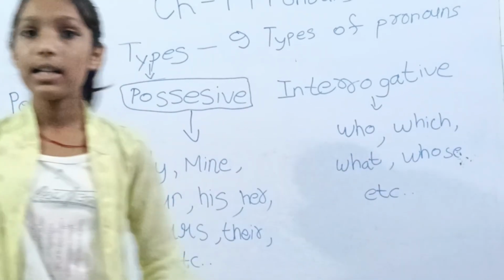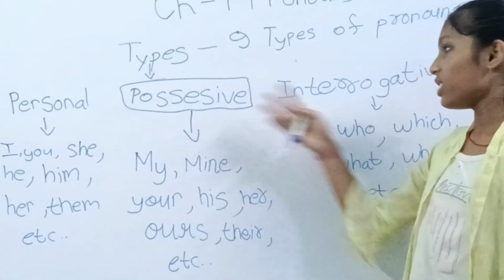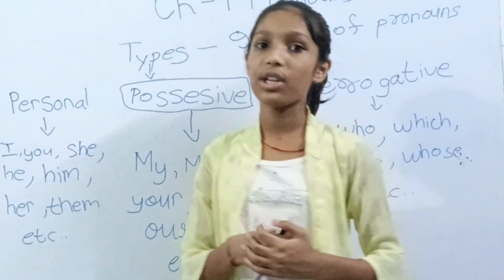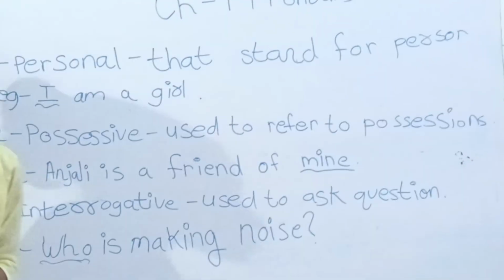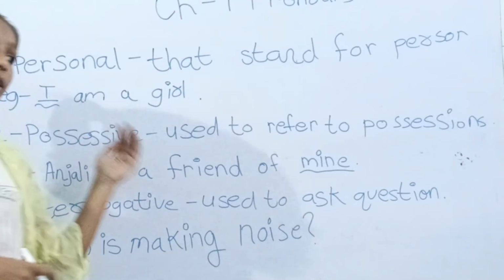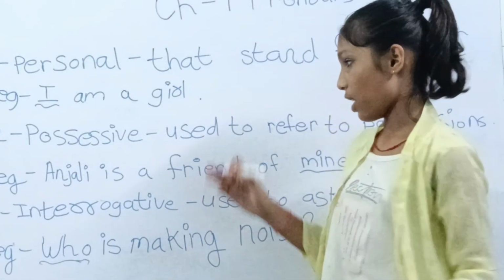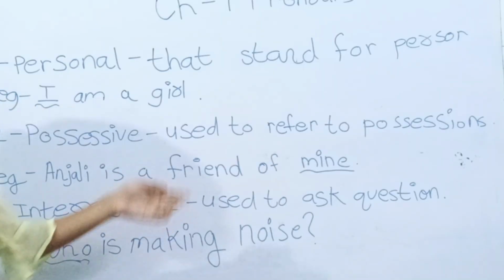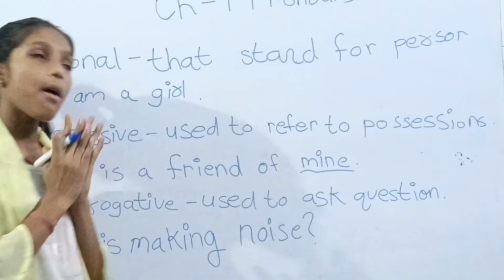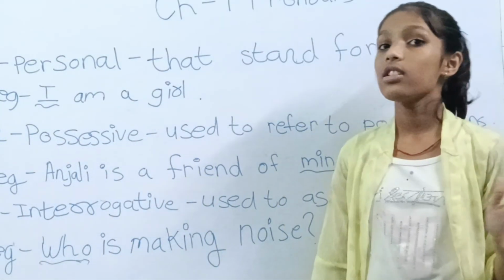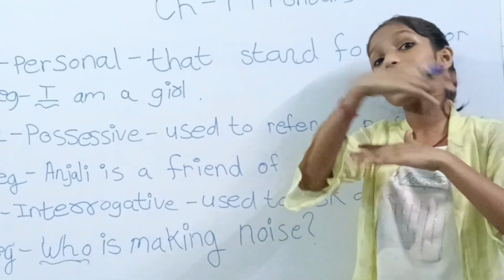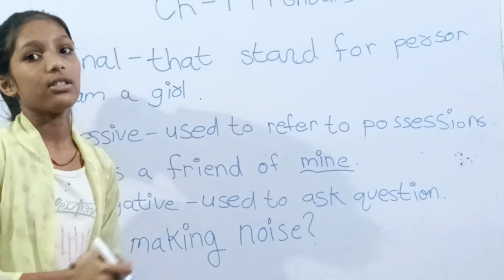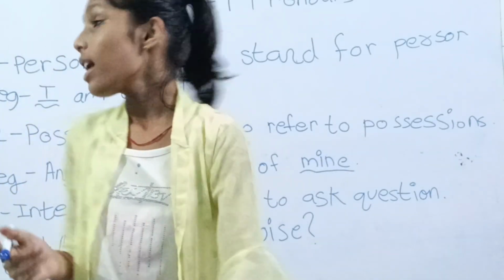So I will give you examples. For extra knowledge, I will give you these 2 also, and we will also understand examples, and at the end of the video you will get a test. So now here are 3 types of pronouns and examples also with the meanings. So first is personal pronoun. That stands for person. We can say personal pronoun stands for a person only. If you are referring to any person or anything, you can use a personal pronoun.